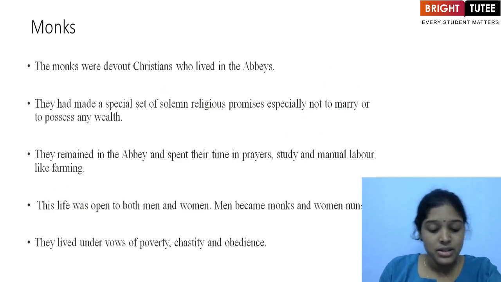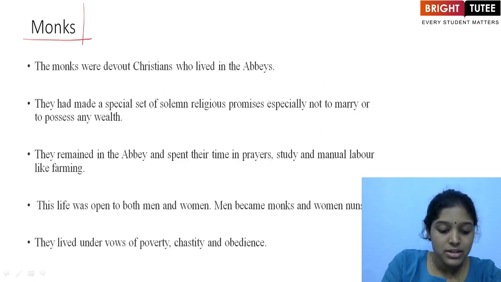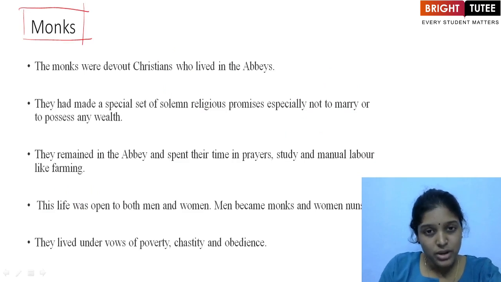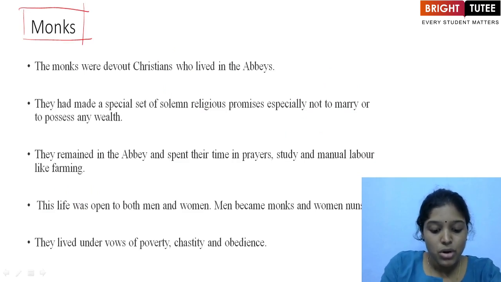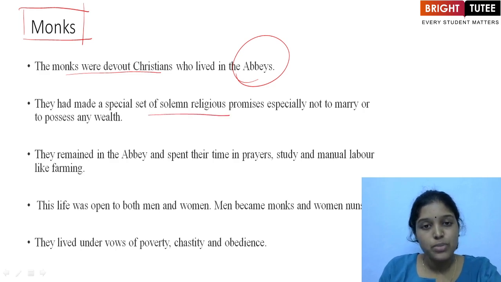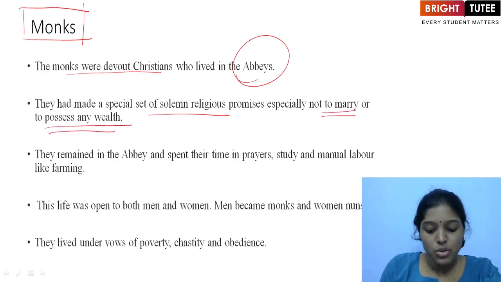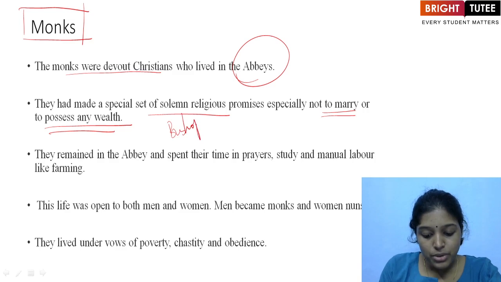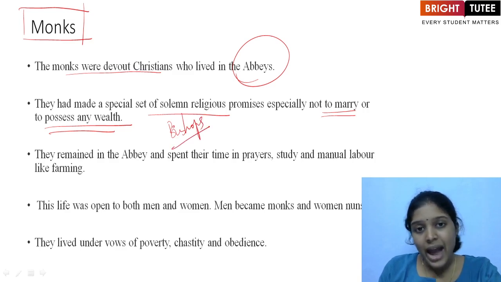So within the clergy, we had another section who are monks. They are a bit different because monks were devout Christians who lived in abbeys. The places where the monks resided were called abbeys. They had a special set of solemn religious promises, especially not to marry or possess any wealth. So unlike bishops and other priests, monks had a vow, they had to make a promise that they will not possess any wealth.